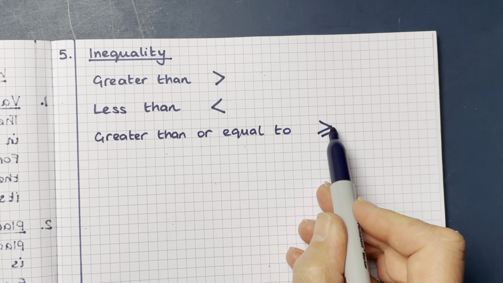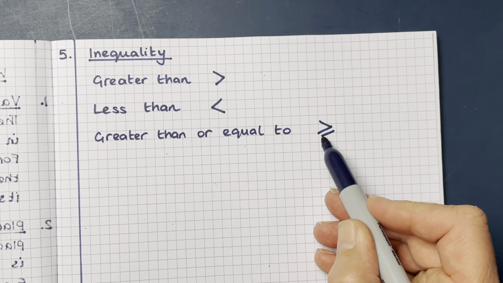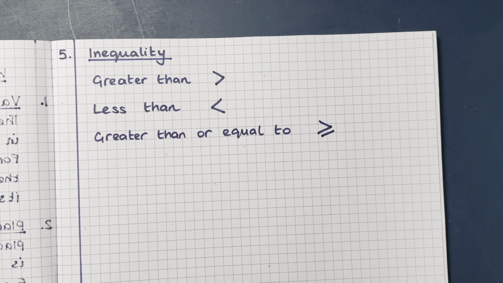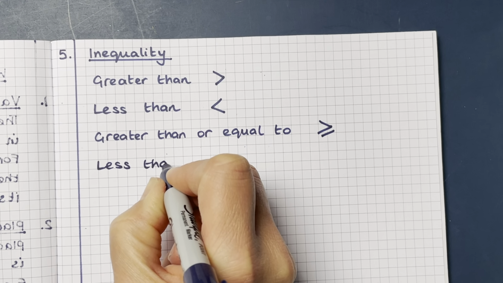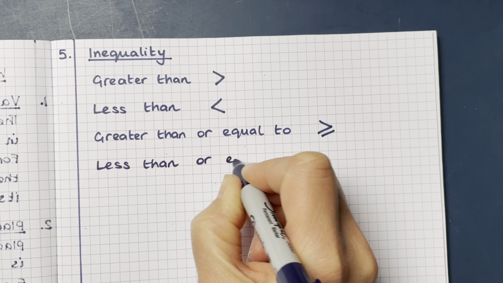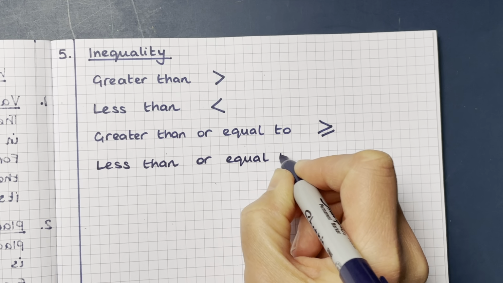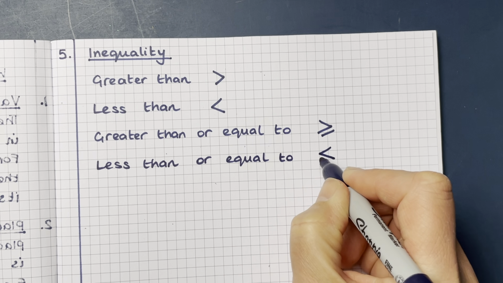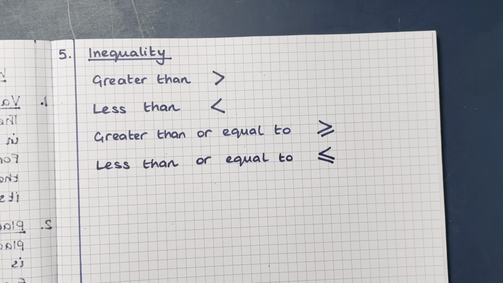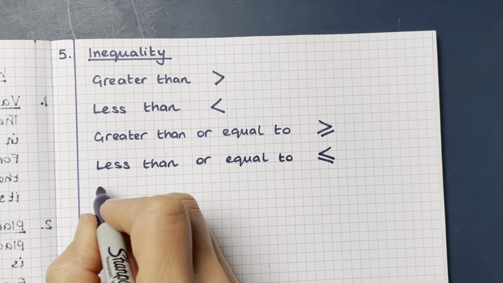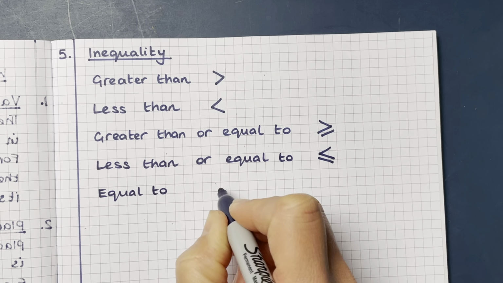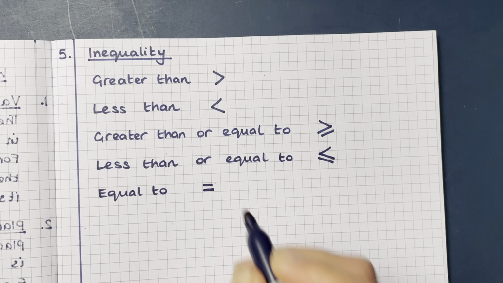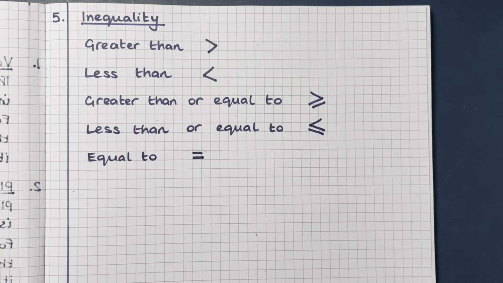So we combine the greater than sign and our equal sign. We can have less than or equal to, so we're going to have it this way around. And of course we can just have equal to, which is our equal sign.